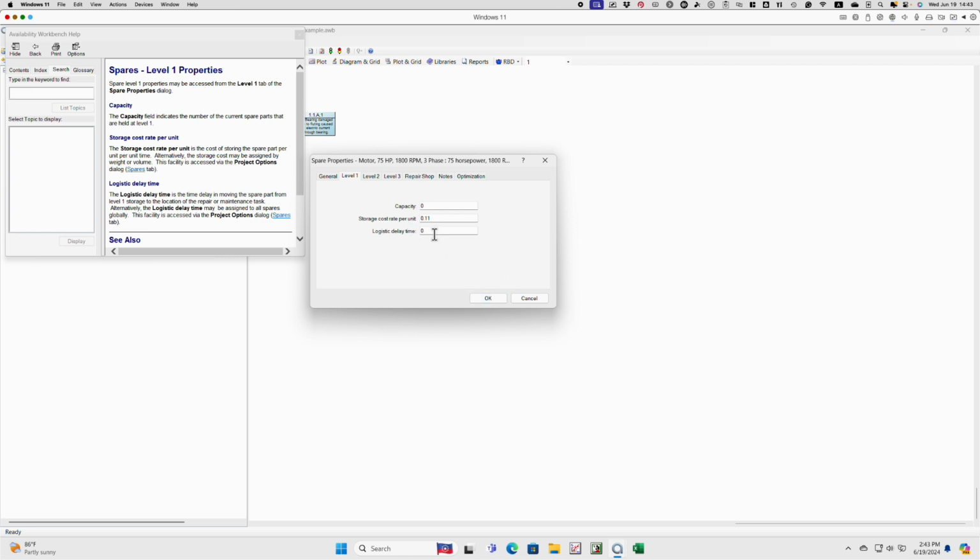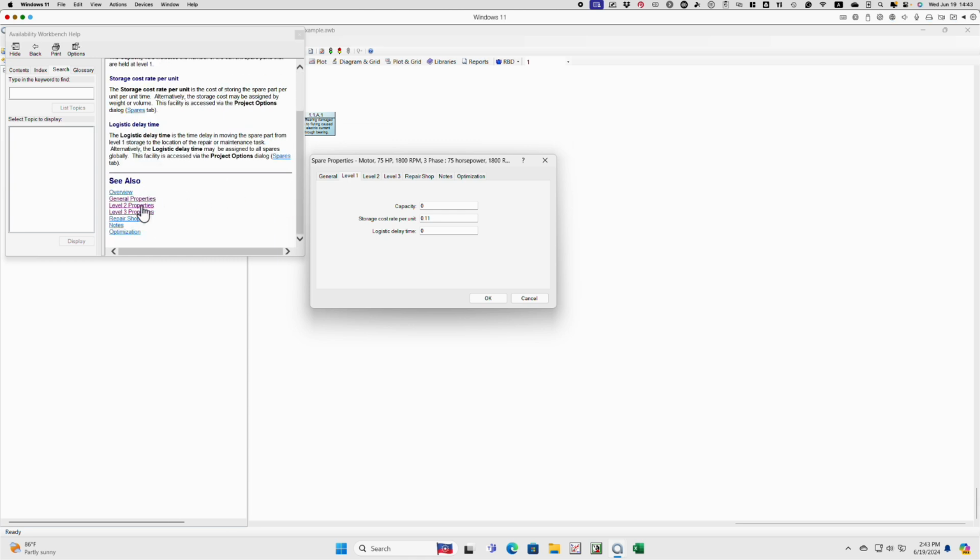Typically, we'll have 0 in here for the logistic delay time because we would usually be able to get those parts while the item is being torn out of the system and have those parts over there by the time we want to put them in. Not always, but most of the time. Or if you do have a system where you've got a logistic delay from your spare storage area to your equipment, you'd want to put that in there as a logistic delay.